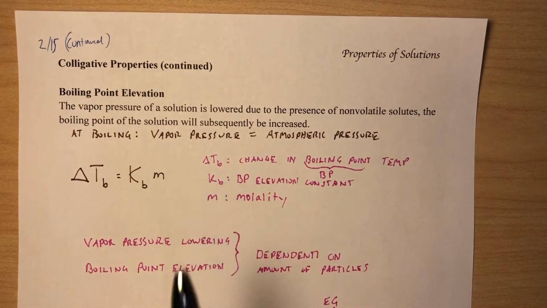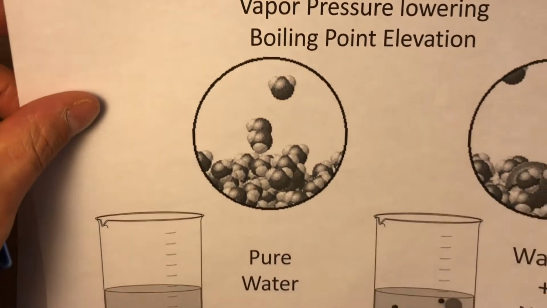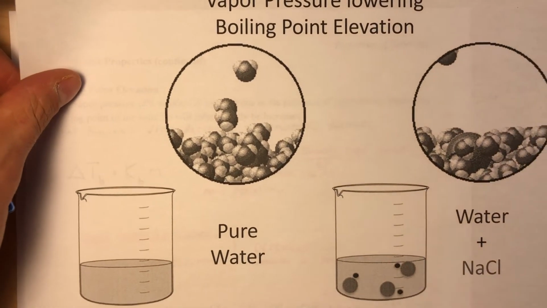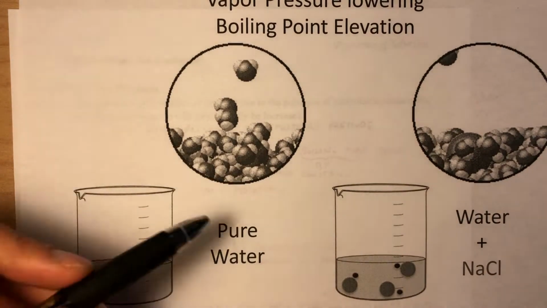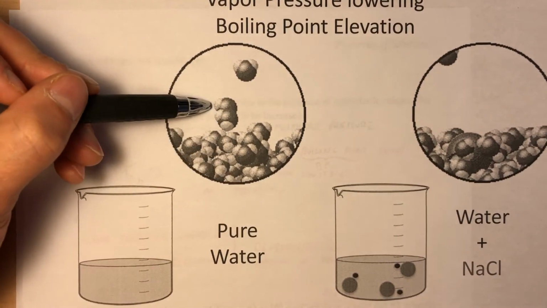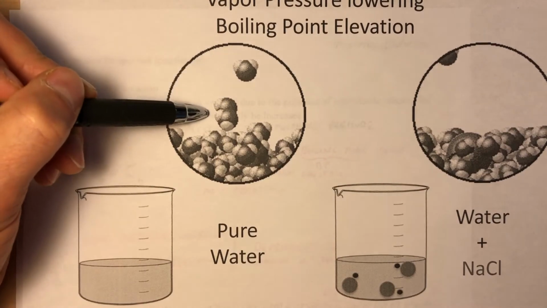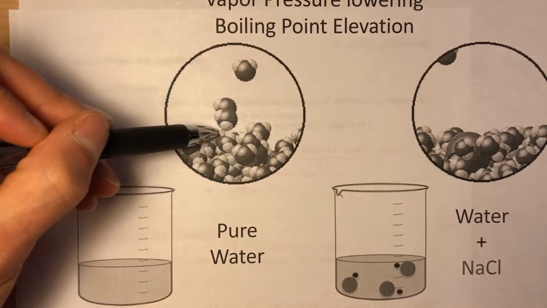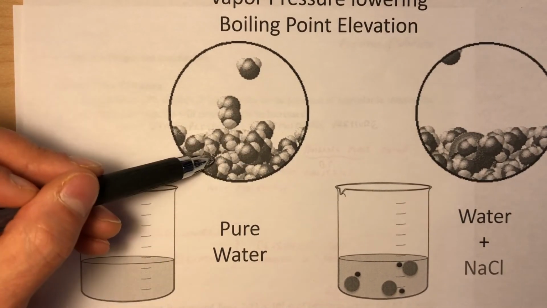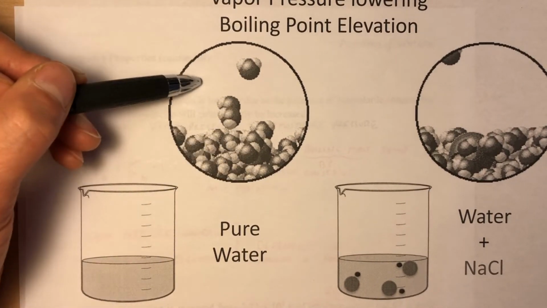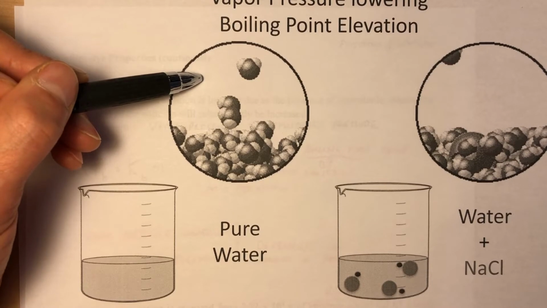So if we take a look at a situation where we might have pure water boiling, these slides are going to be posted to OnCourse. So if we have pure water boiling, we have a certain amount of vapor pressure of water above the surface of the liquid. So here represents the surface of the liquid, and we have a whole bunch of water molecules in the liquid phase, and then above we have water molecules floating around in the gas phase.